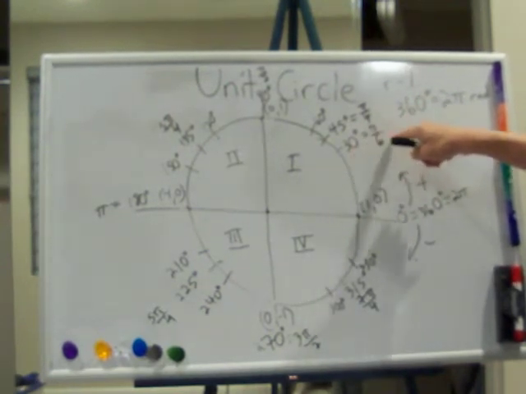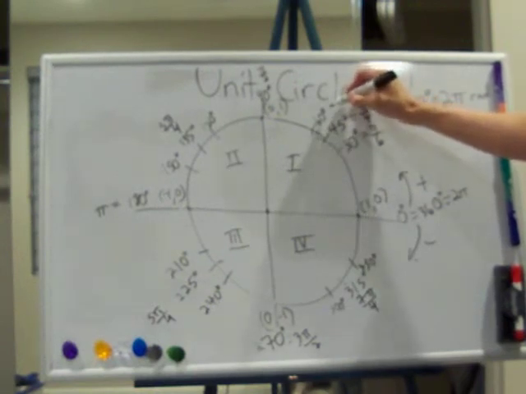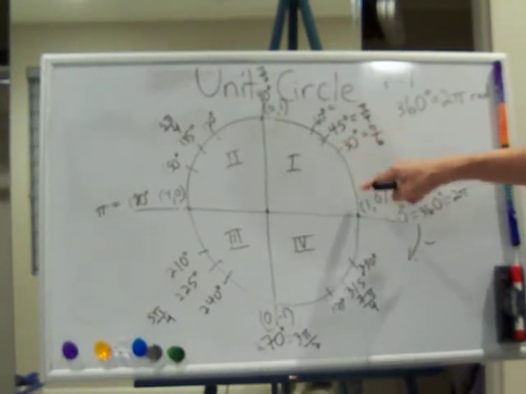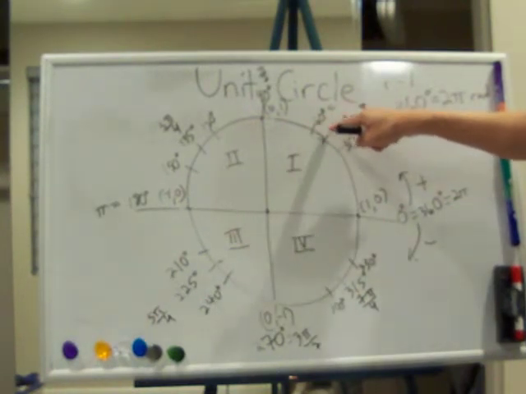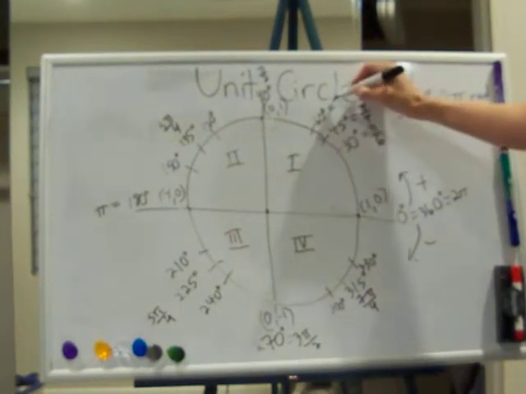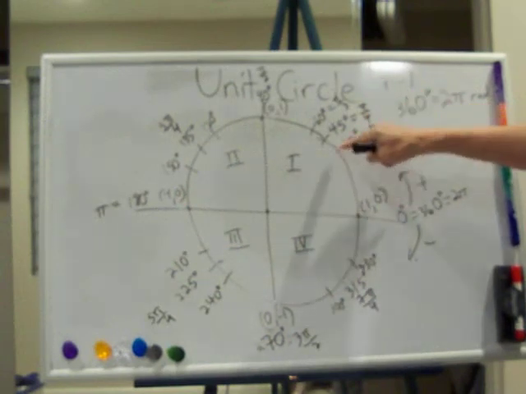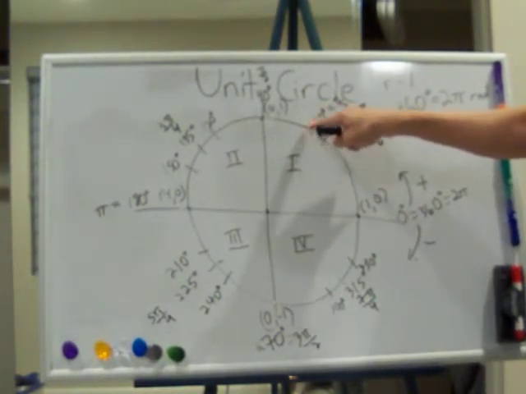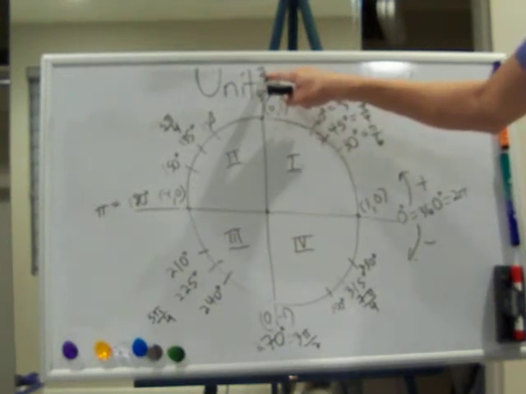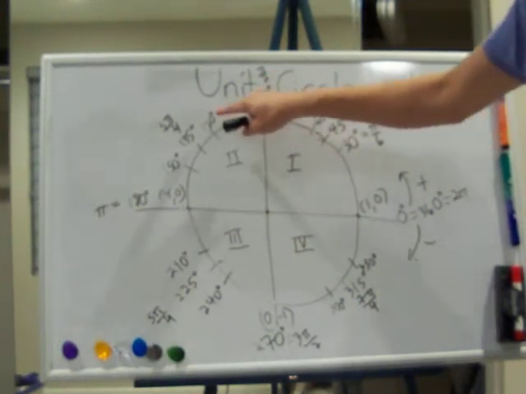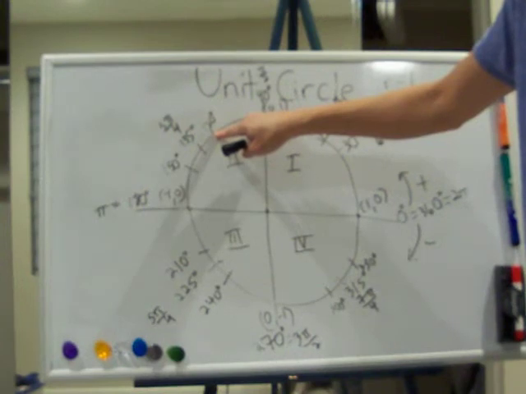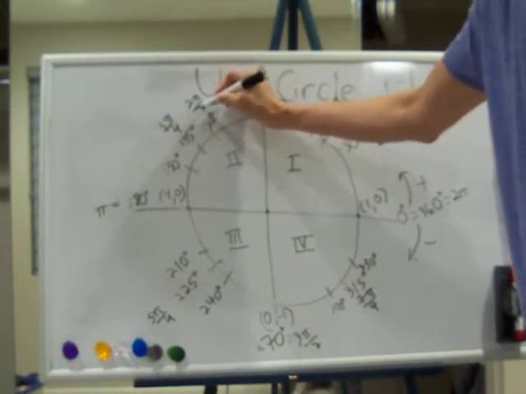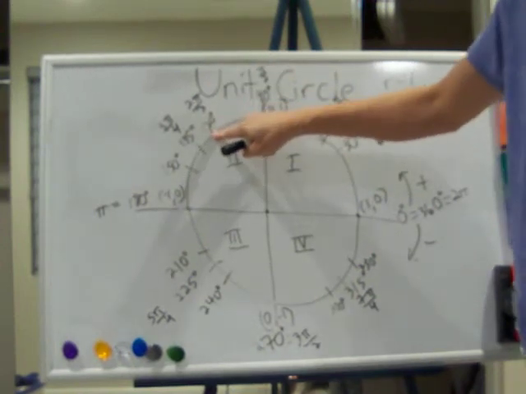30 degrees is the same as pi over 6. 60 degrees, you can just count. So from here to here is 1 pi over 6. And then 2 pi over 6. 2 pi over 6 is the same as pi over 3. 2 pi over 6, 3 pi over 6, same as pi over 2. 3 pi over 6, 4 pi over 6. 4 pi over 6 simplifies to 2 pi over 3.